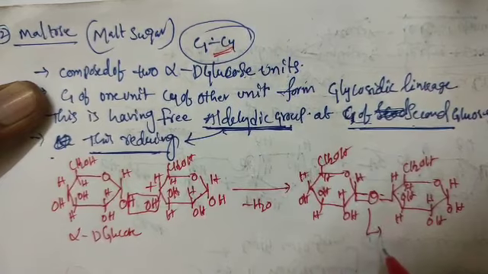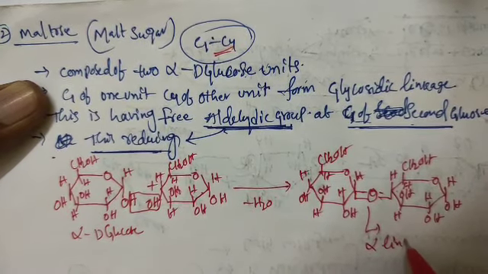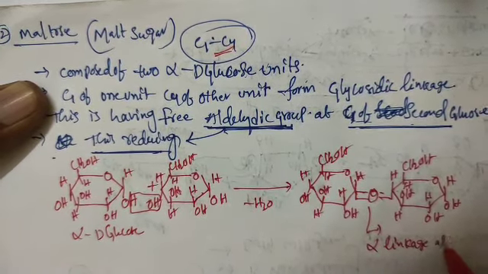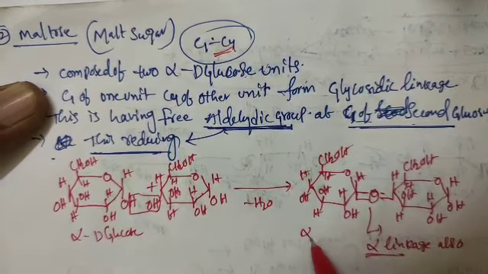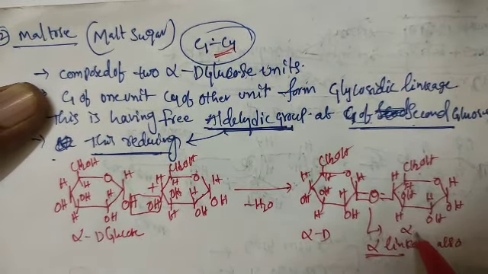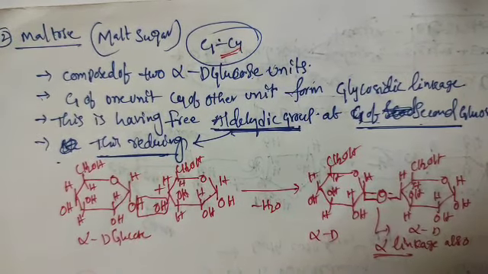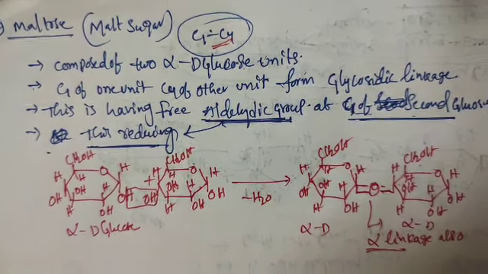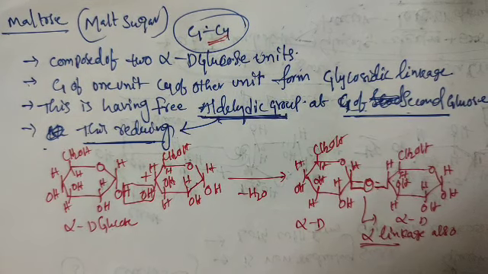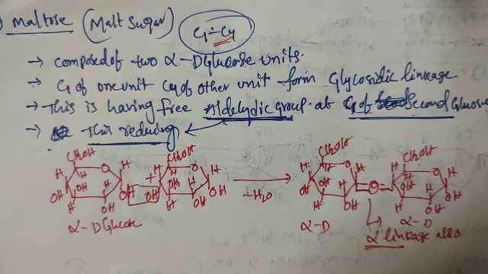So this linkage we will call an alpha linkage also. Why alpha linkage? This is alpha D glucose and this is also alpha D glucose. The linkage we call a glycosidic linkage, or alpha linkage also.